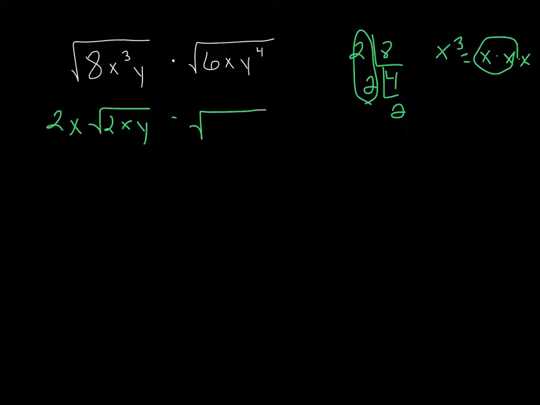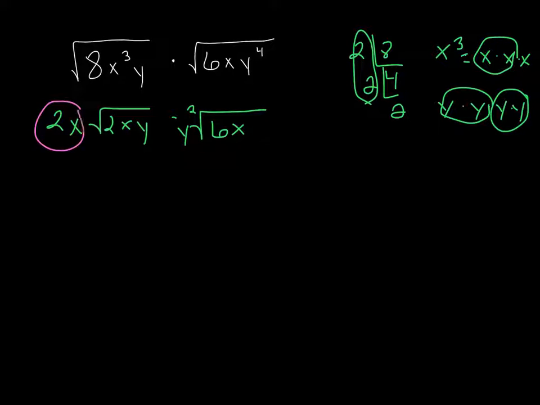And then for the second radical, 6 is 2 times 3, so it can't be simplified. X is by itself. The y's, however, we do have 4 of those, so 2 can come out. So we have a y squared outside. Now we multiply the outsides together and the insides together. So 2x times y squared is just 2xy squared, and then 2xy times 6x would be 12x squared y.